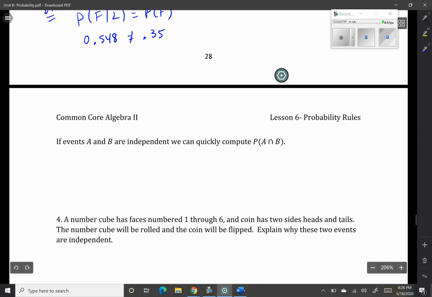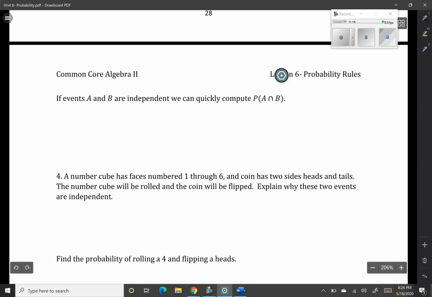All right. So now we have to talk about a rule. Our new probability rule that we're learning today is how we can quickly compute the probability of A and B if and only if the events are independent of each other. This must be true. To use this example, how can we quickly compute these probabilities?